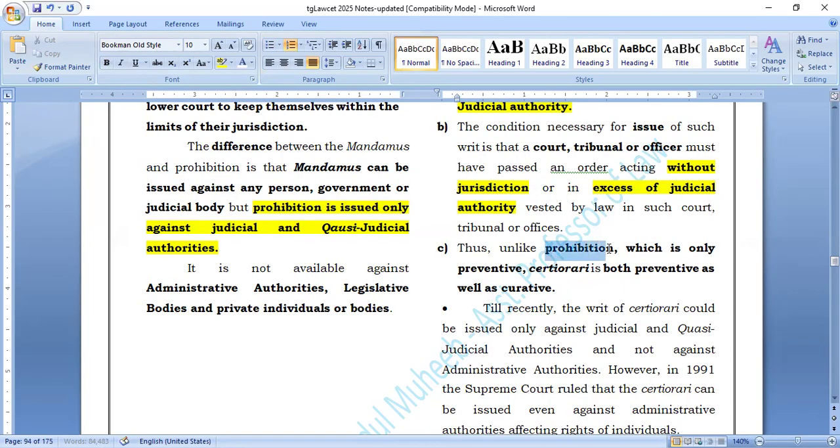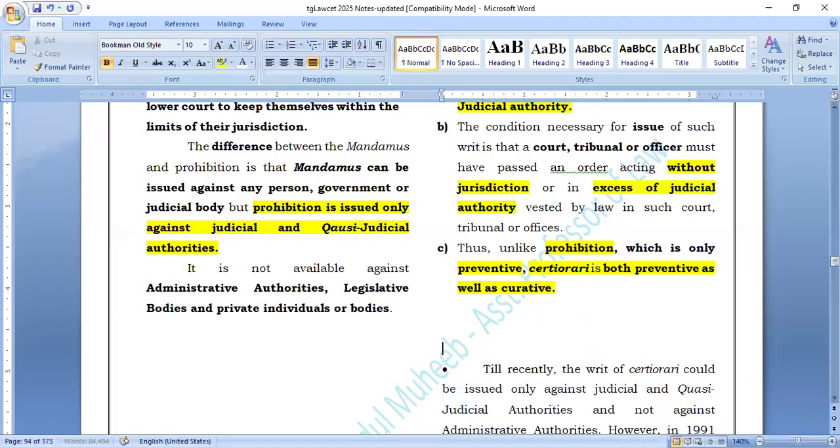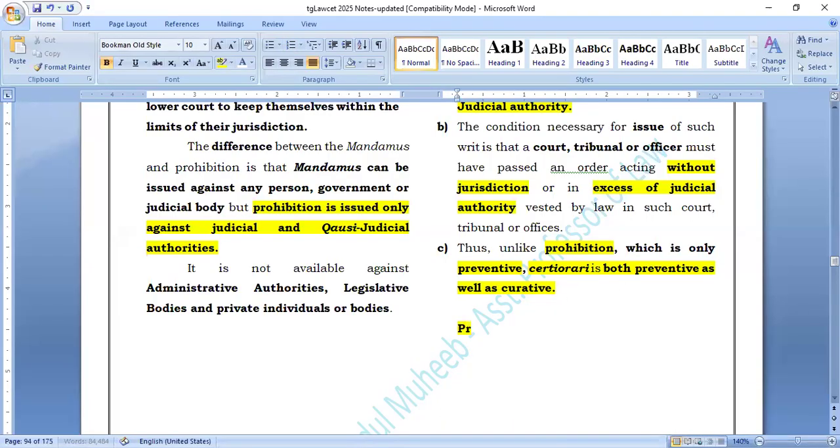Please note this point. Prohibition is only preventive, whereas certiorari is both preventive as well as curative. Done. सर, ये प्रोहिबिशन और सर्जरी सिमिलर नहीं लग रही हैं?